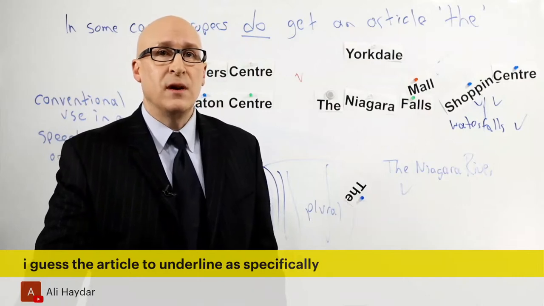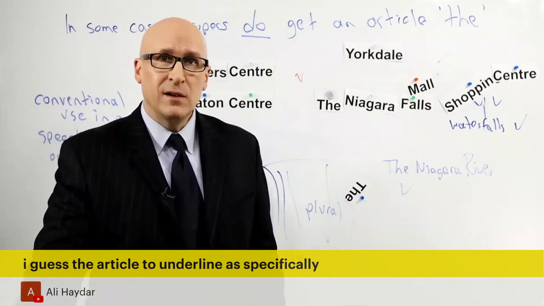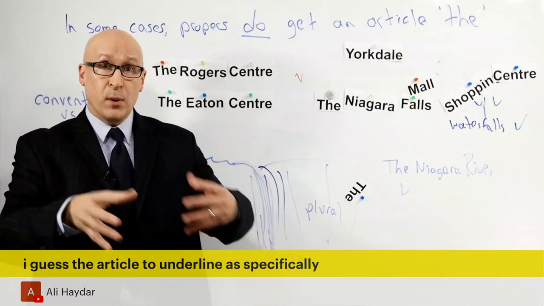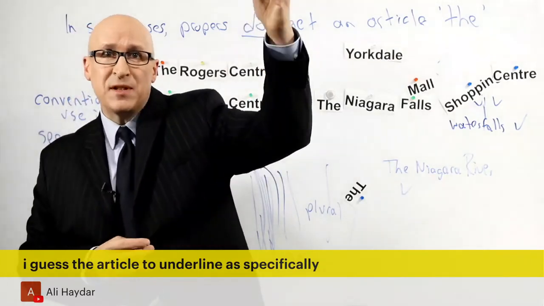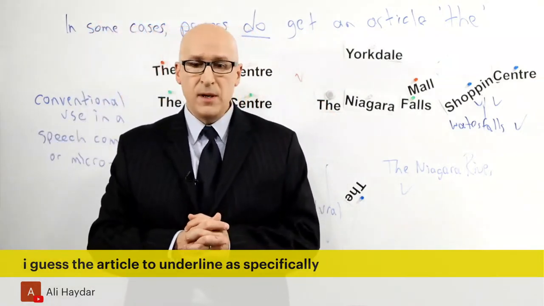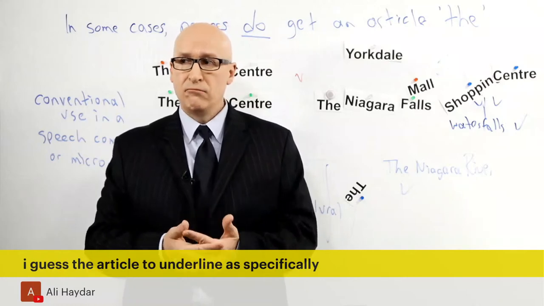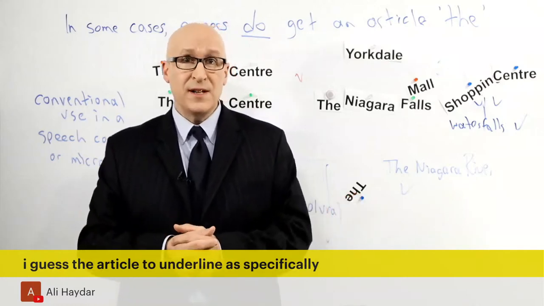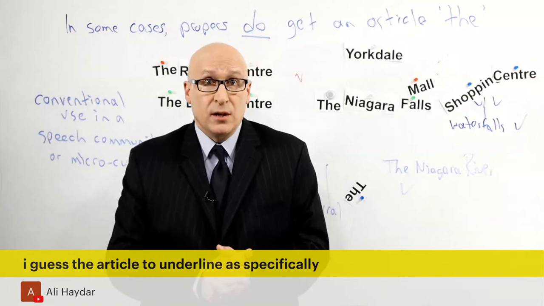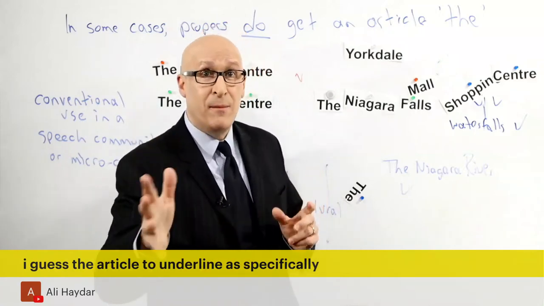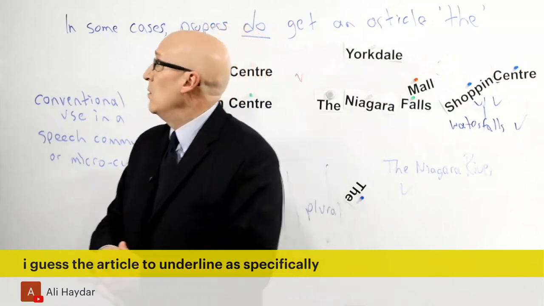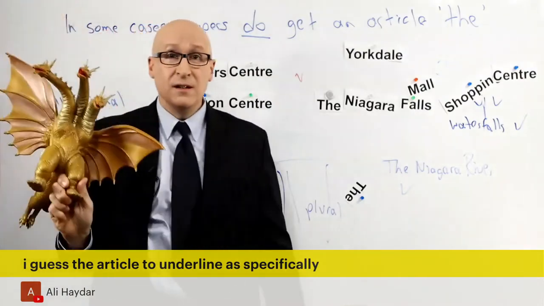Ali says, I guess the article is to underline something specific. Yeah. The article is to point to something that you know is specific, to the listener or the reader or the person you're talking to. It has to be specific for them, right? If I told you right now, let me show you the phone. Which phone? Or what if I said, I want to show you the book or the monster? Okay, let's try that. Guys, I want to show you the monster. Paul, which monster? Well, this monster?